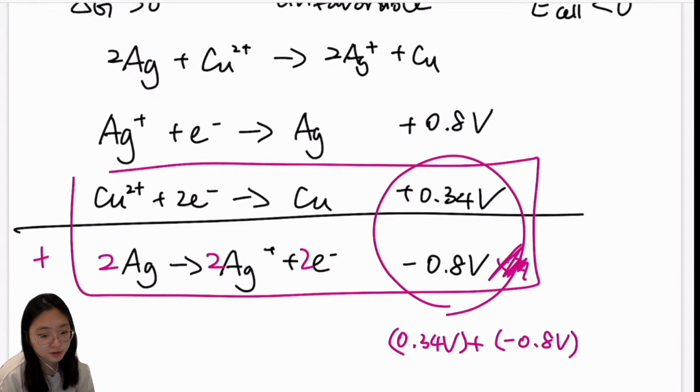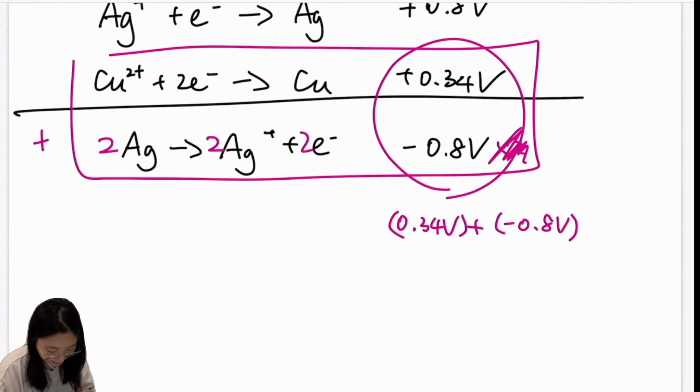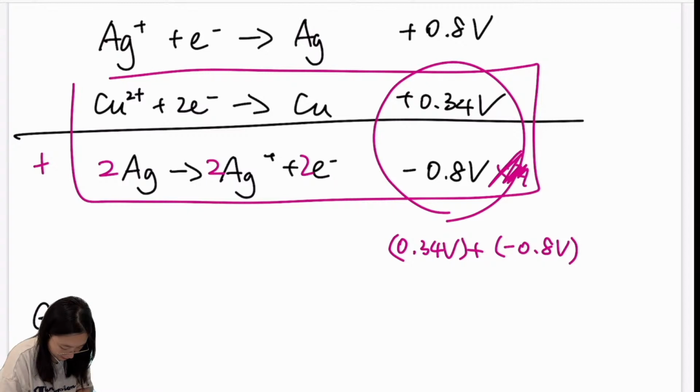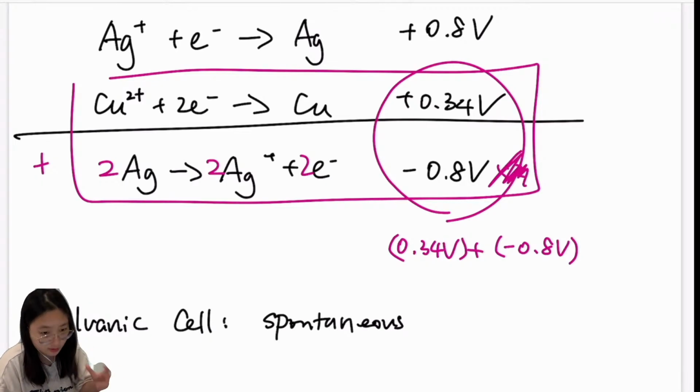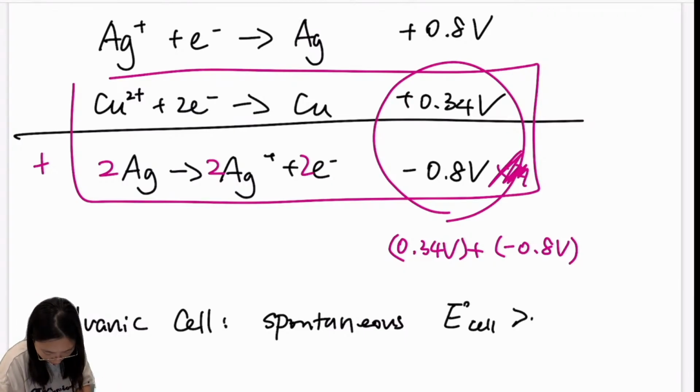How do you know which reaction to flip when you have the reduction potential? Let's say silver and cerium, okay? Given that it's a galvanic cell, then it means it's a spontaneous reaction. Spontaneous means thermodynamically favorable, delta G is less than 0, and the cell potential, we know, has to be greater than 0.